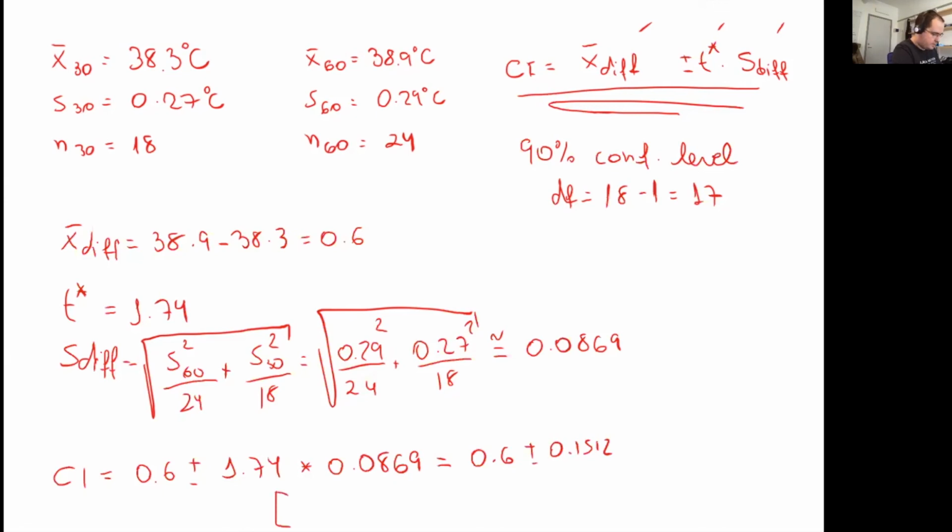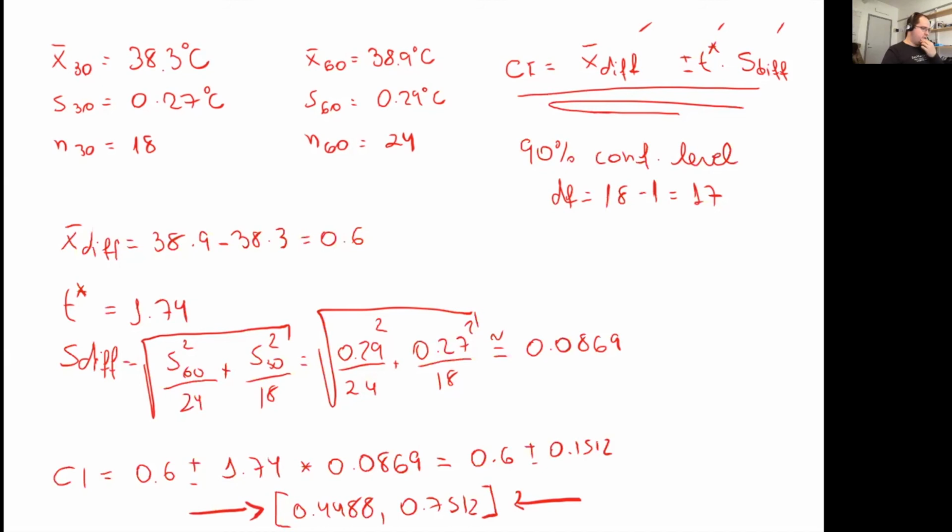Or in other words, you could say, okay, my confidence interval is from 0.4488 to 0.7512, because 0.6 minus 0.1512 is 0.4488, and 0.6 plus 0.1512 is 0.7512. Now, this is it. That's where you are. That's what you need. This is your confidence interval, nothing else.